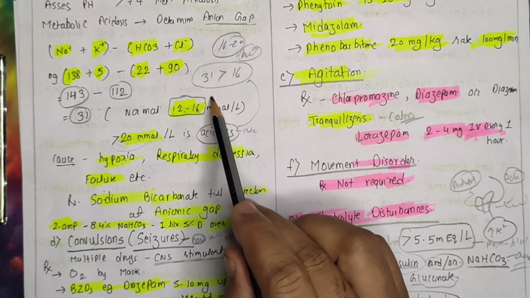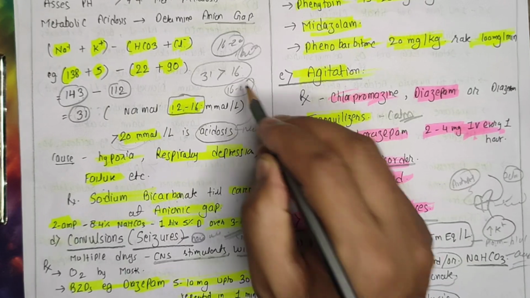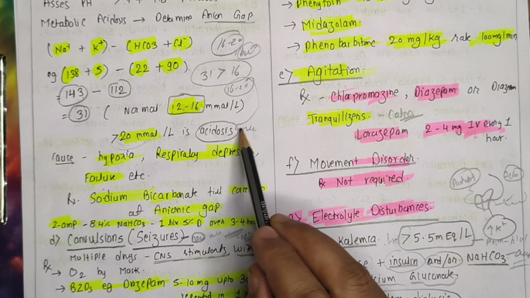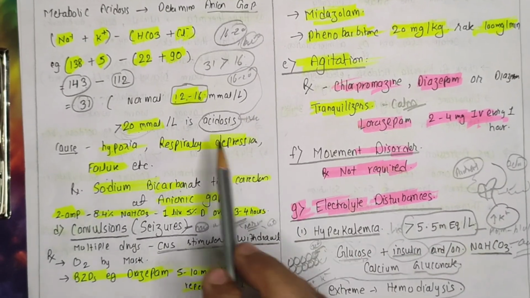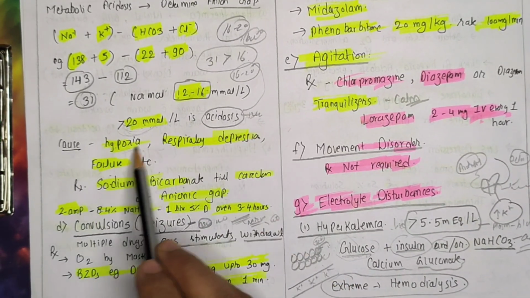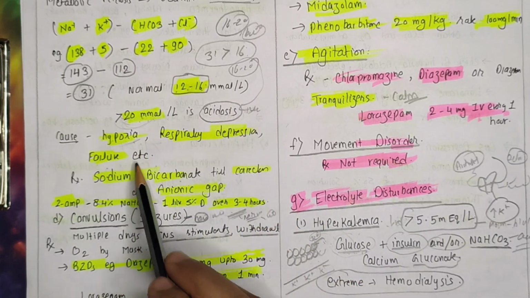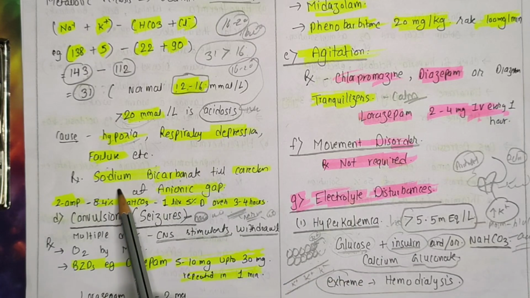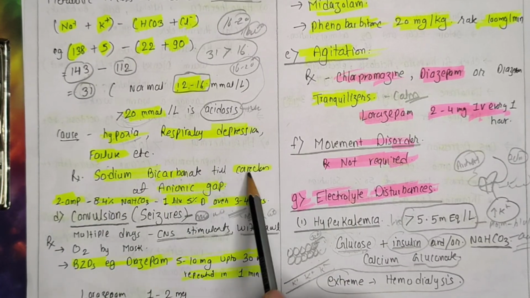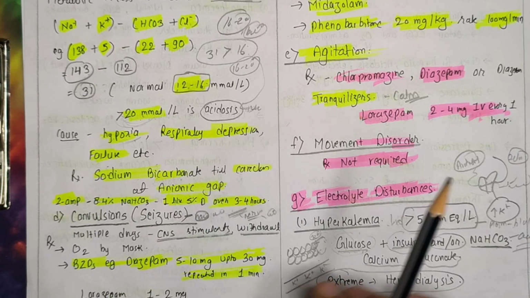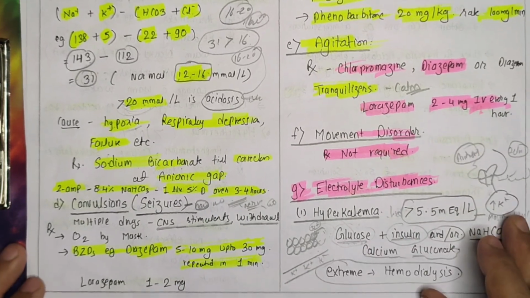Now 16 to 20 is known as the buffer area, which does not require any clinical attention. But if the gap is more than 20 mmol per liter, this condition is known as acidosis. The main causes of this acidosis are hypoxia, that is lack of oxygen in the bloodstream, and similarly respiratory depression or respiratory failure. To manage this, we have one drug called sodium bicarbonate. It will help us in bridging the gap of anions. In other words, it will help in enhancing the systemic pH and help us in correcting the acidosis condition.